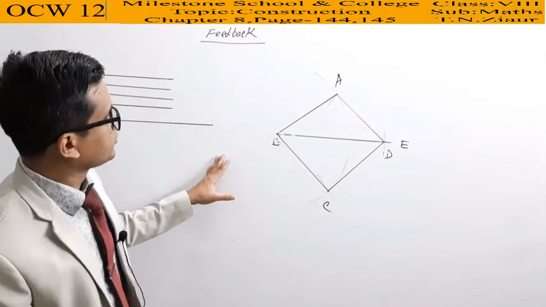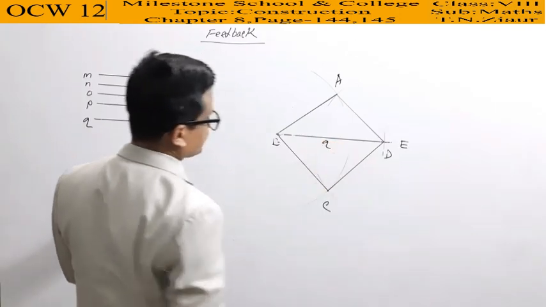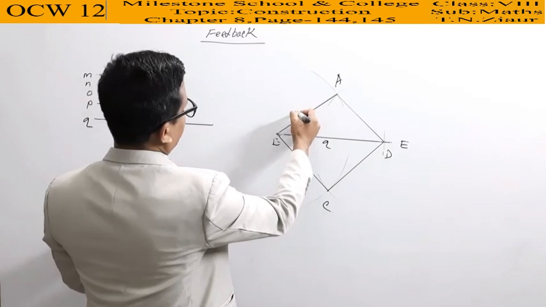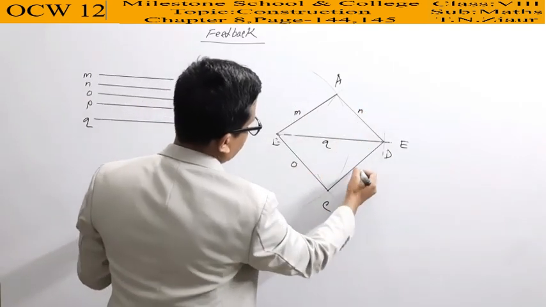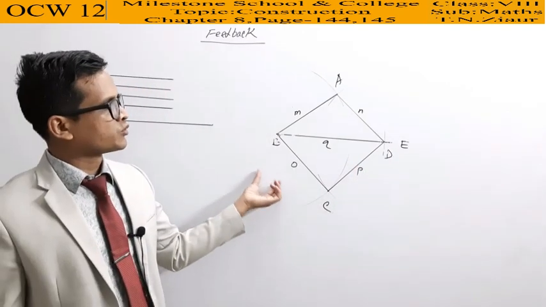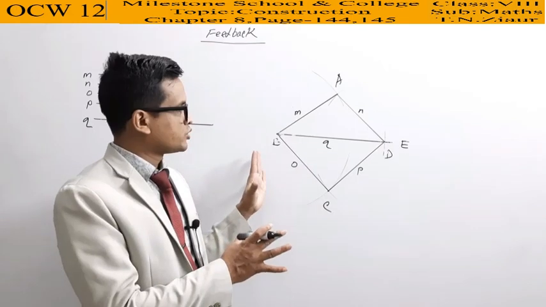Have you understood this one, students? And this one I have taken is, this one is a diagonal. Okay, and this one I have taken M, this one I have taken N, this one O, this one I have taken P. Okay, this one is the required quadrilateral. Now have you understood how to draw? Again I have shown you.